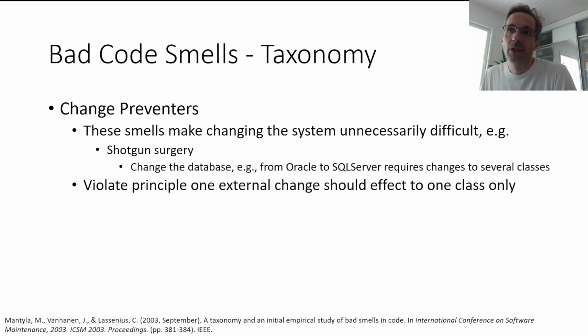Next we have change preventers, and these are the smells that make changing the system unnecessarily difficult. So of course all smells make changing difficult, but this is sort of a special case of it. For example, shotgun surgery, and this is a case where you have to do one change in the system, but you have to change several files or several classes. So for example, if you change your system that currently operates with an Oracle database, you change it to working with something else like SQL Server database or MySQL.